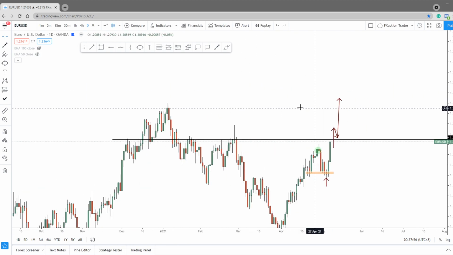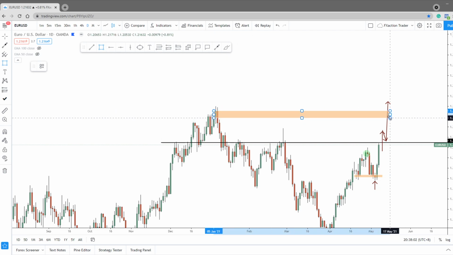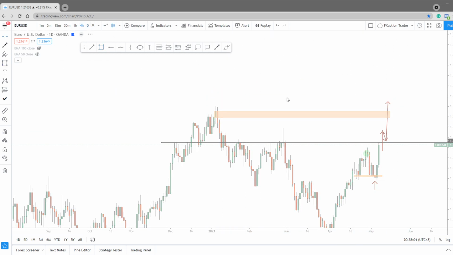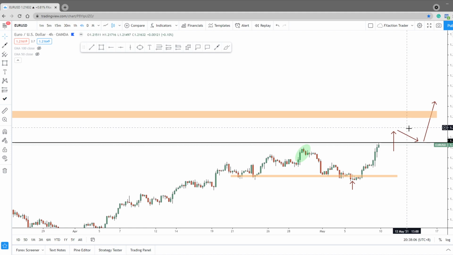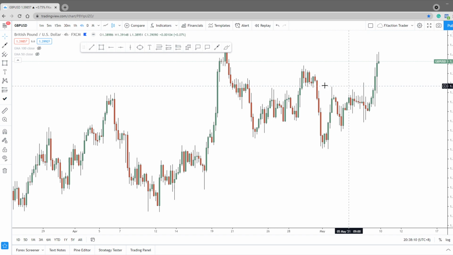So the market is likely to retest the daily previous high at 1.2384. So let us just wait for the breakout above and the retest. So let us move to the next pair, the Pound Dollar.